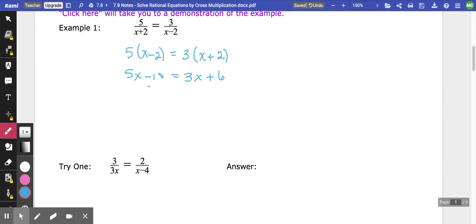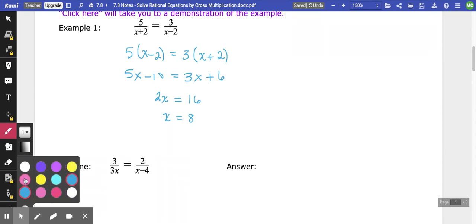And since it is just linear, my technique for solving it is going to be to gather my x's on one side of the equation and gather my constants on the other side of the equation, and then divide. So I'm going to make my x's on the left by subtracting 3x from both sides. That would give me 2x here on the left. And I'm going to get my constants on the right by adding 10 to both sides of the equation. That would give me 16 here on the right. And then I would divide both sides by 2. So I would get x is equal to 8.